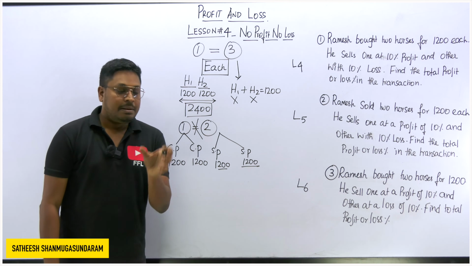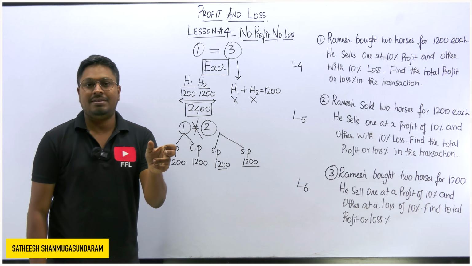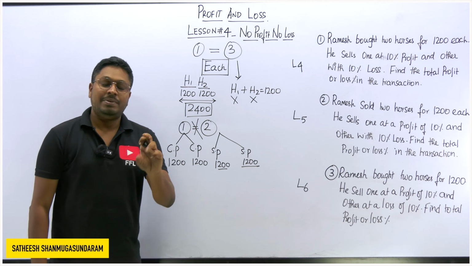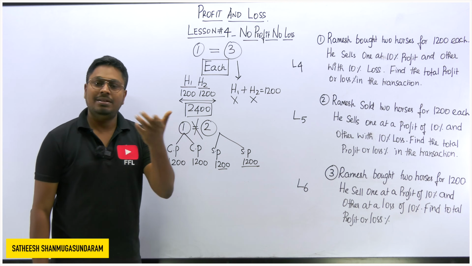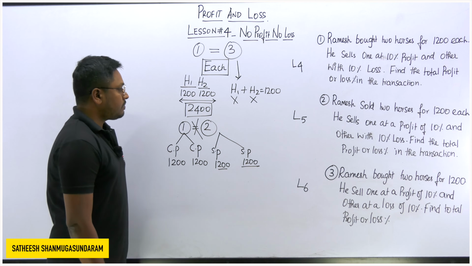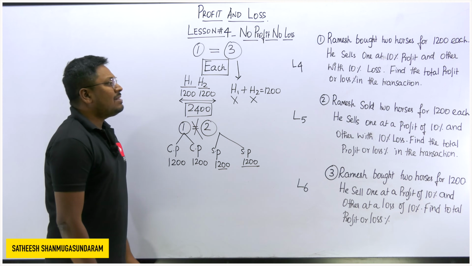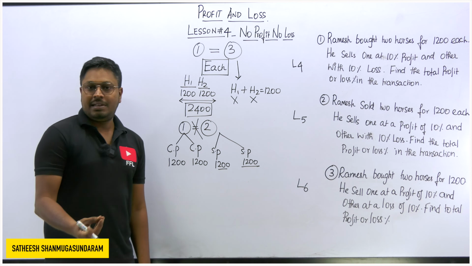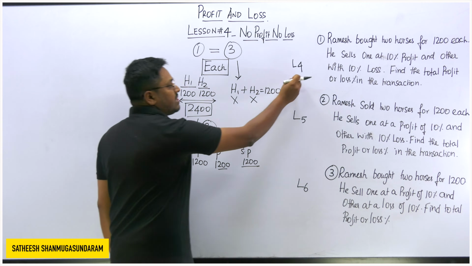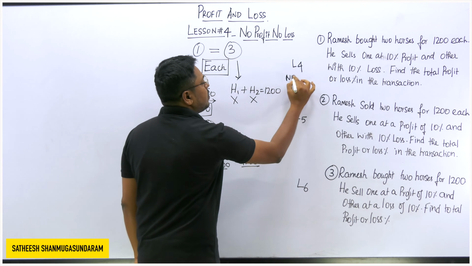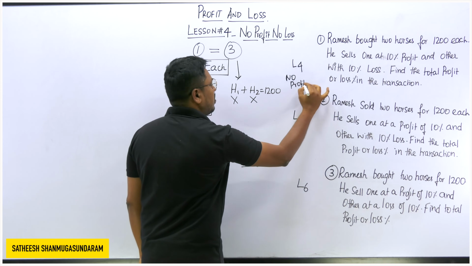But the only thing is, by seeing the question, you have to decide first which model the question is, which lesson we have learned this type of question in, and then solving will be easy, right? So friends, there is a small technique, a small trick. When you see the first model question, the answer will always be no profit, no loss. You don't want to solve.